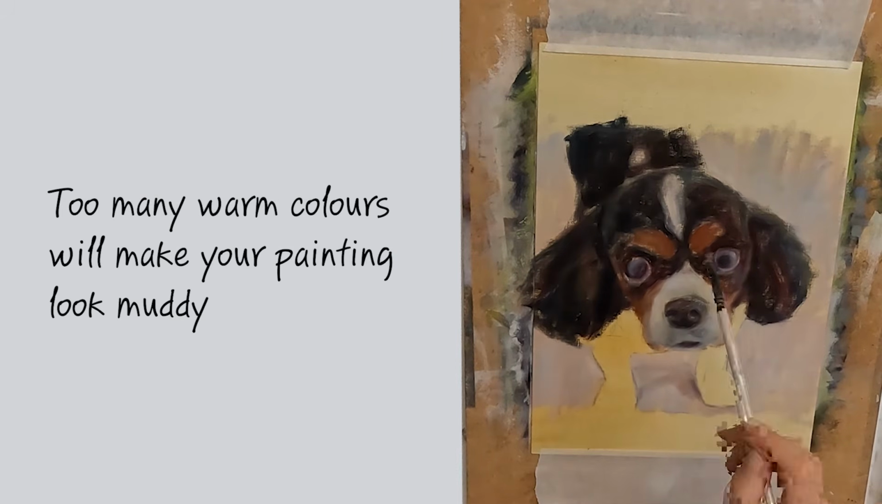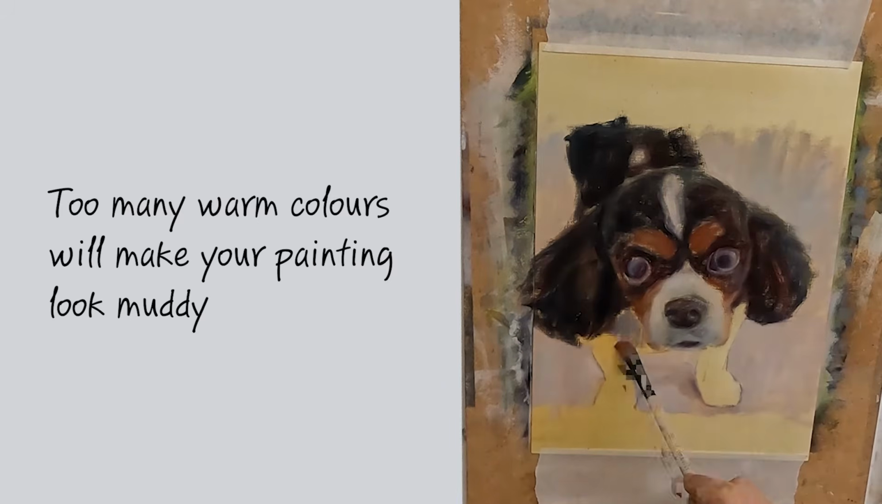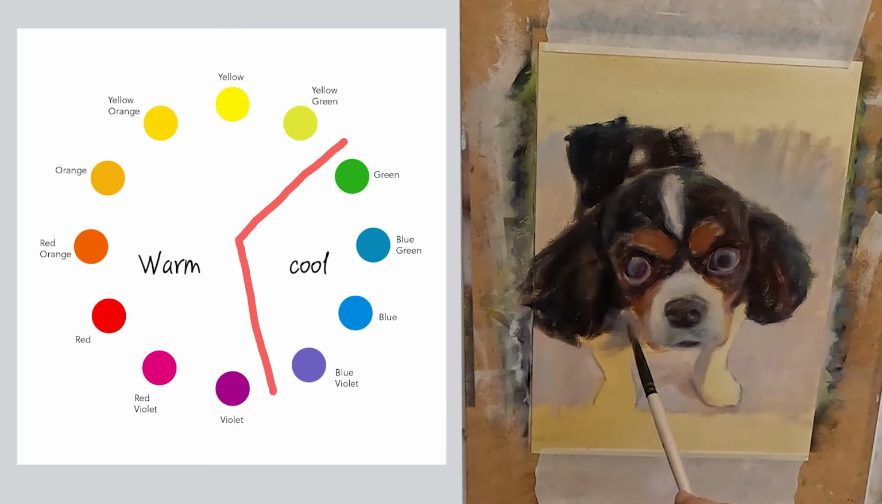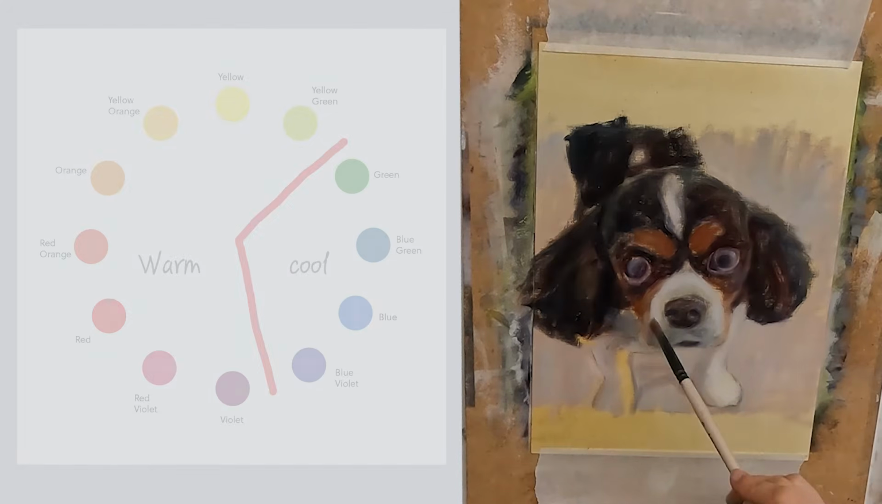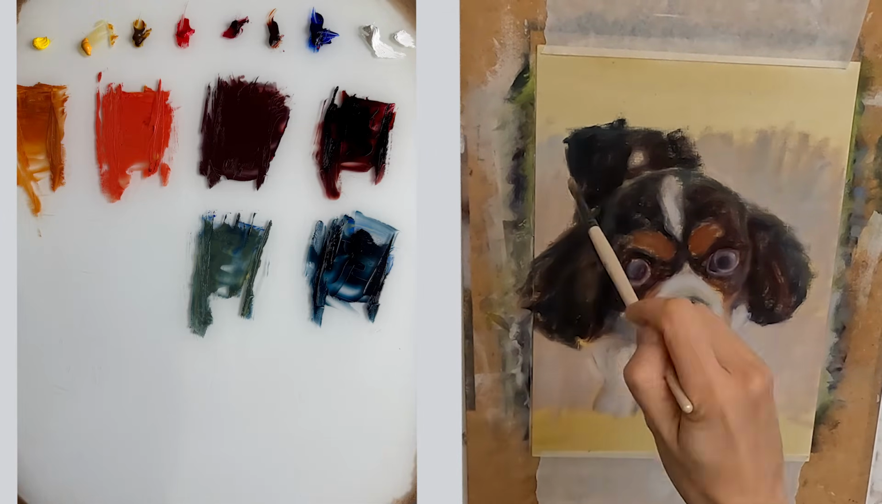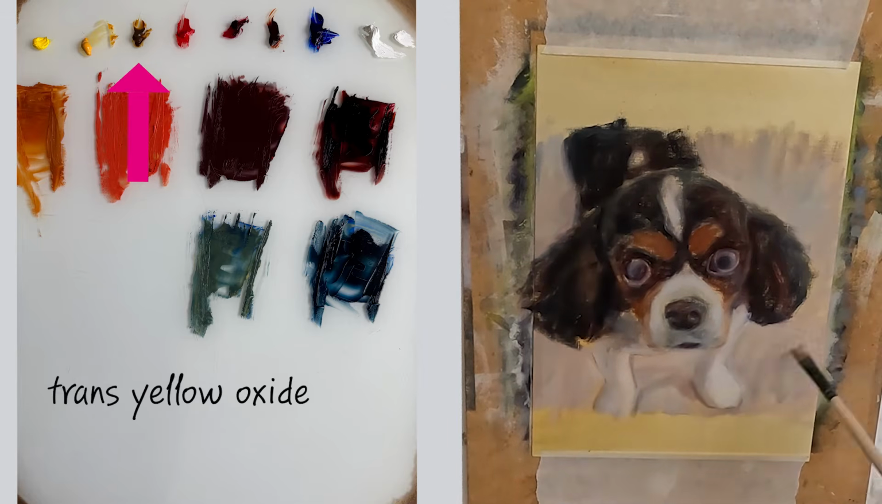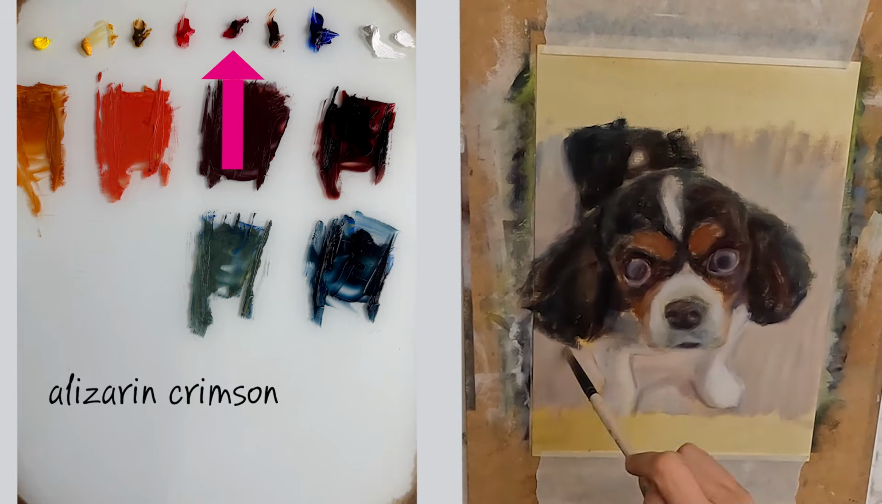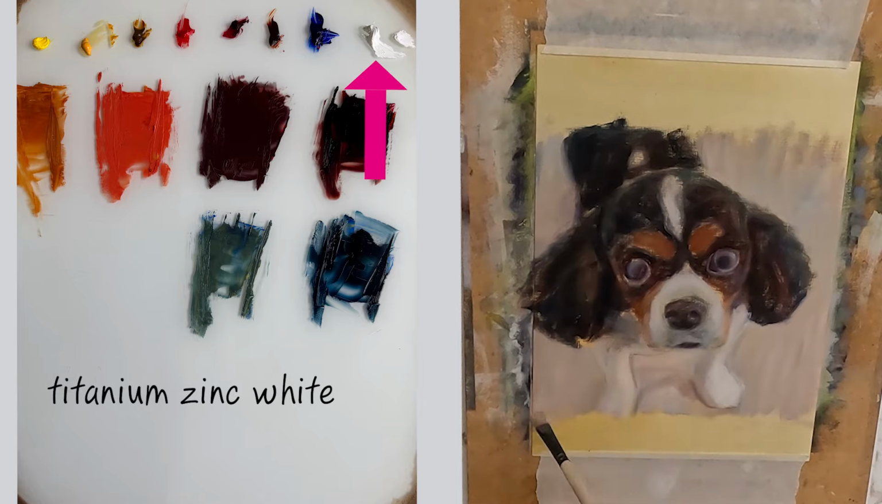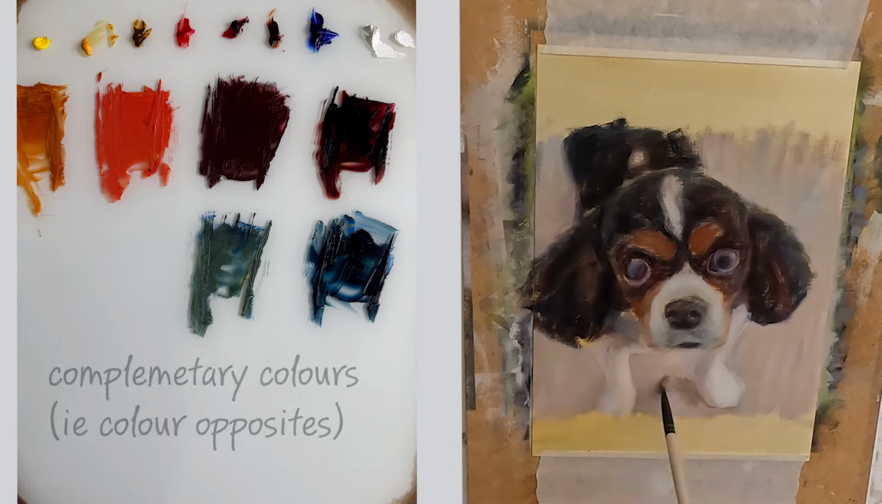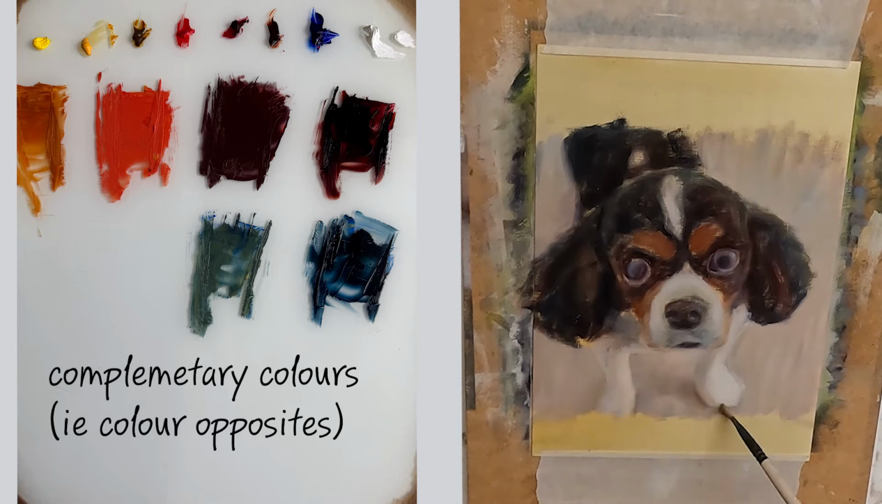The second problem could be that you have too many warm colours in your painting. For a painting to be successful, you need a range of both warm and cool colours in your artwork, so you need to understand temperature. Understanding the colours on your palette will help. My palette now includes cadmium yellow light, yellow ochre light, transparent yellow oxide, cadmium red, alizarin crimson, ultramarine deep and titanium zinc white. I have painted this dog in complementary colours.